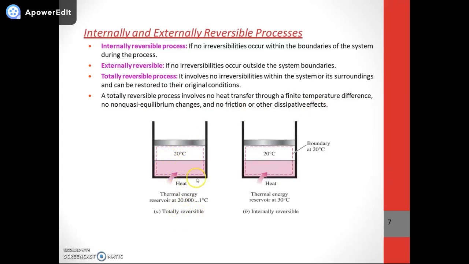Okay, so this is totally reversible, with the thermal energy reservoir at 20 degrees Celsius to 1 degree Celsius. Okay, so this is totally reversible. But for this one, the thermal energy reservoir is too high, too low. For this one, internally reversible, the thermal energy reservoir is at 330 degrees Celsius, and inside we have 20 degrees Celsius. So this is internally reversible, right? Internally reversible.